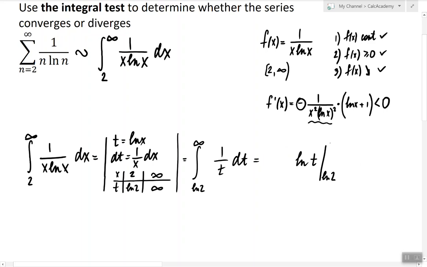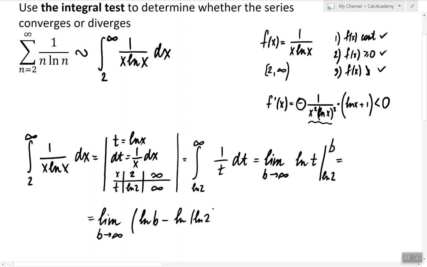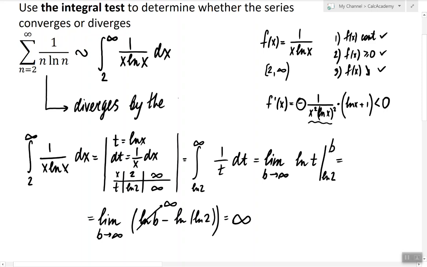to infinity, but we cannot use infinity in the limit, so we set it up as the limit as b goes to infinity. Now this will be the same as finding the limit as b goes to infinity of ln b minus ln 2, and ln b as b goes to infinity is infinity, therefore the entire limit is infinity. Therefore this integral diverges, and we make the conclusion that the given series diverges, and the reason is the integral test.